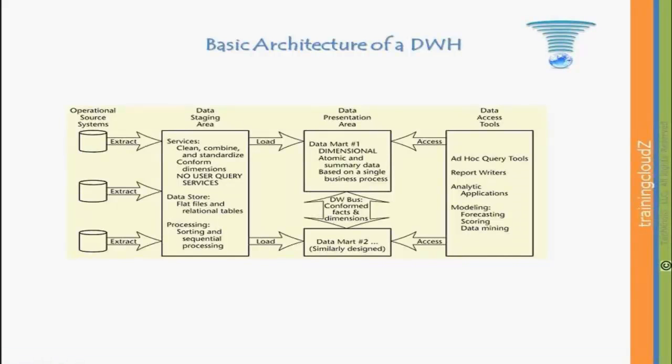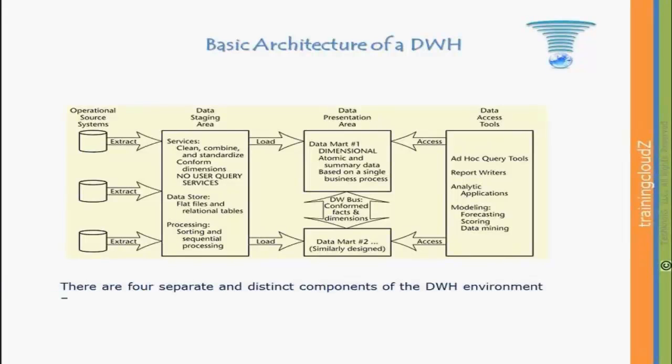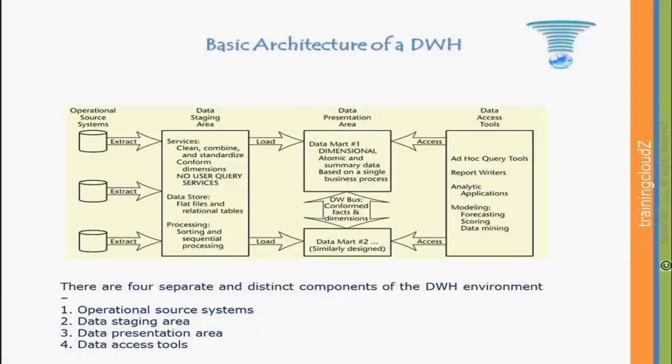This is the basic architecture of a data warehouse, and this is the recommended architecture by the master, or we can say the father of data warehouse, Ralph Kimball. So there are 4 separate distinct components of a data warehouse environment. To name them, it is operational source systems, data staging area, data presentation area, and the 4th one is data access tools.